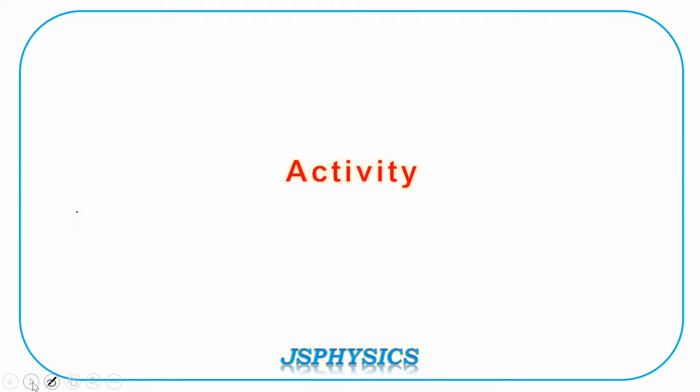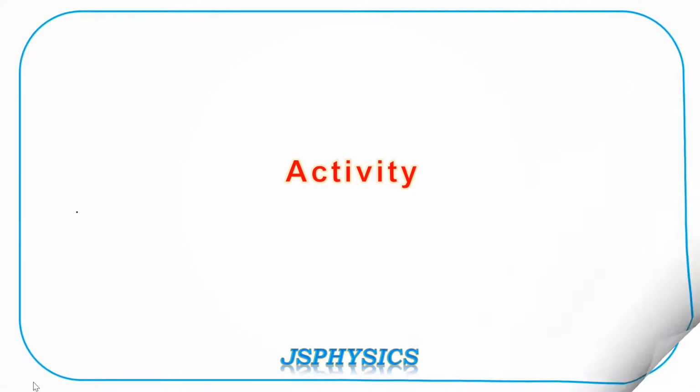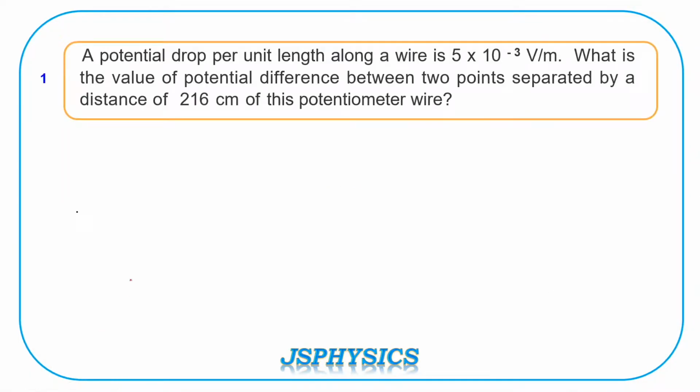Now we'll be doing a small activity based on this particular theory part. Let us start. A potential drop per unit length along the wire is 5 into 10 raised to minus 3 volt per meter. So this is nothing but K, which is nothing but VAB upon L. This value is given to you. What is the value of potential difference between the 2 points? That means we have to find VAP. Suppose 2 points are A and P. Then VAP we have to find.